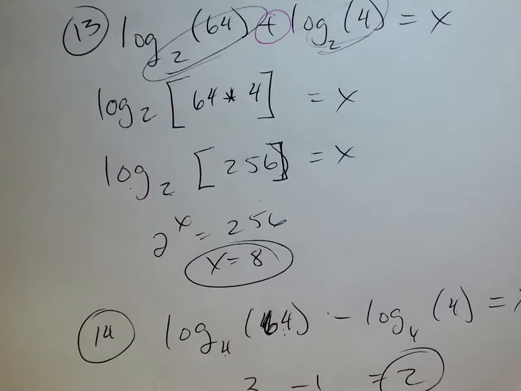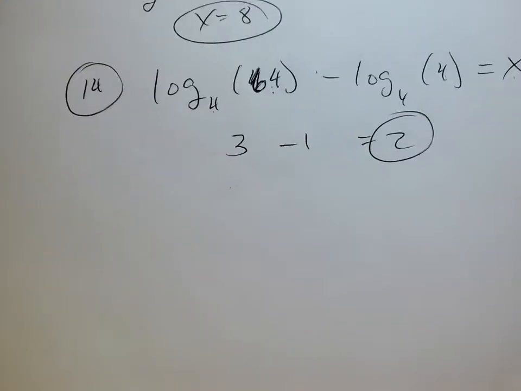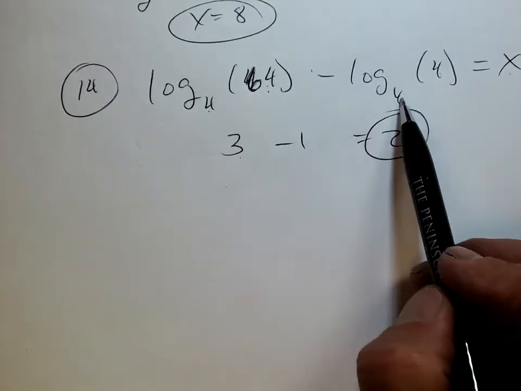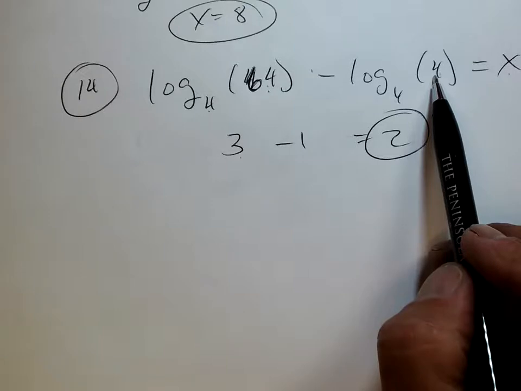Boom, that's one way to do it. 4 to what power equals 64? It's got to be 3. 4 to what power equals 4? It's got to be 1. That's one way to do it.